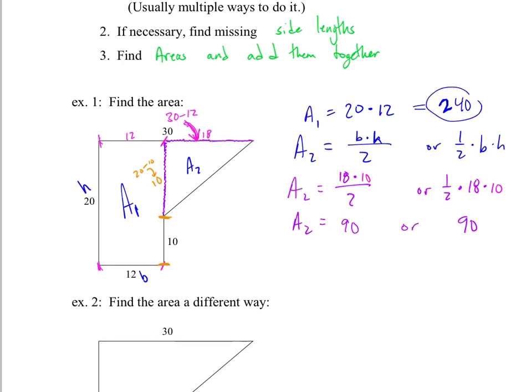So we have 240 and we have 90. So we take them, 240 plus 90 equals 130. Not 130, 300. 330. Okay, that's one way to cut it.